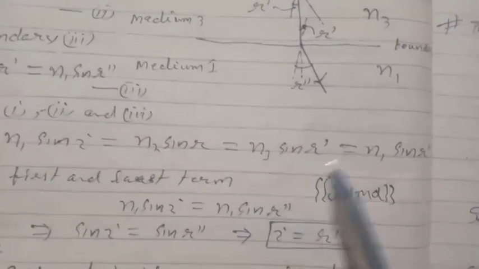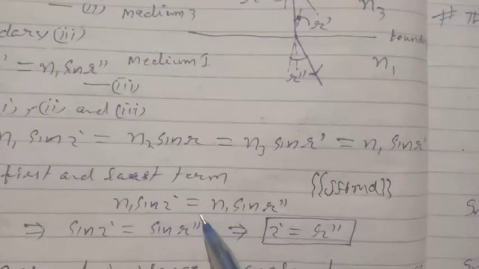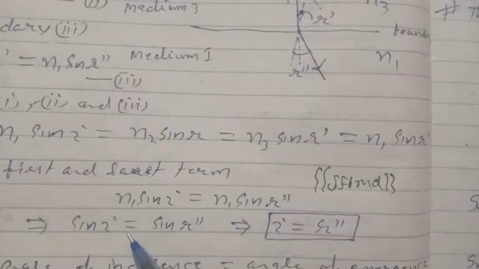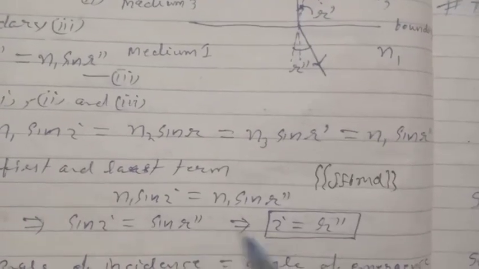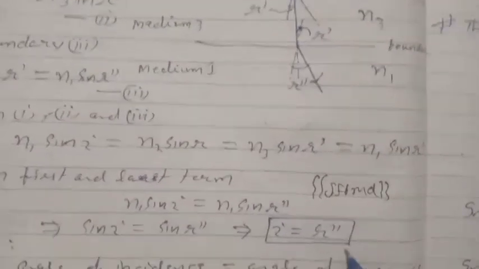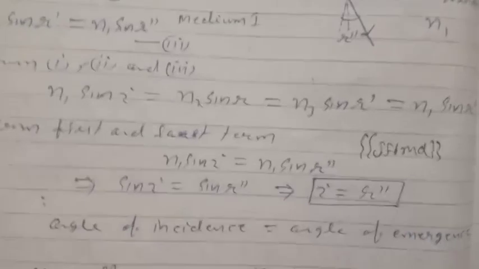Now from the first and the last term, n1 sine i equals n1 sine r double dash. This implies sine i equals sine r double dash. So this implies i equals r double dash. That is, the angle of incidence is equal to the angle of emergence.